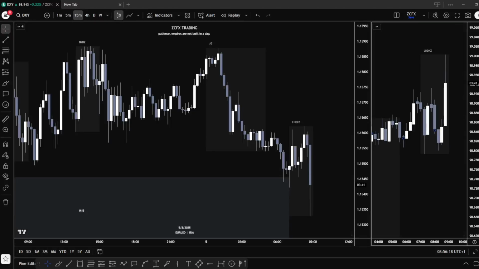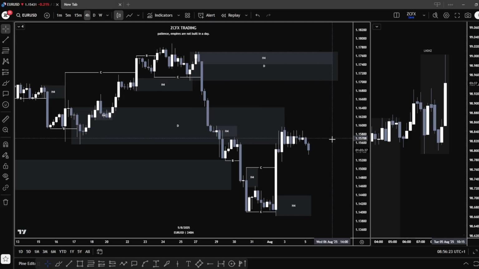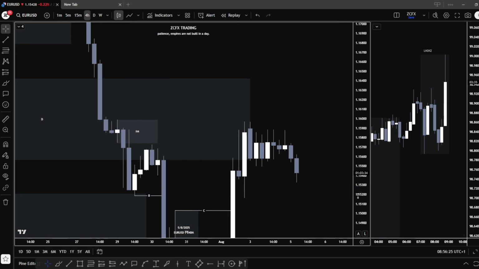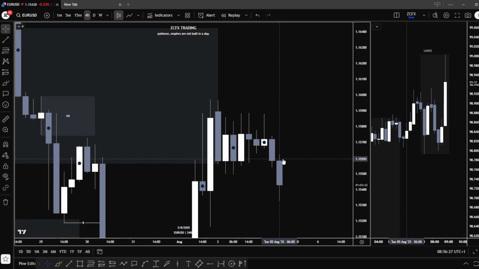Okay guys, here's how I lost on EUR USD today. So as you can see here, when we jump onto the H4, we firstly need to dissect and understand that the H4 is in a ranging phase. Yes, we can look at it as a bullish or bearish range, but ultimately price is just ranging.